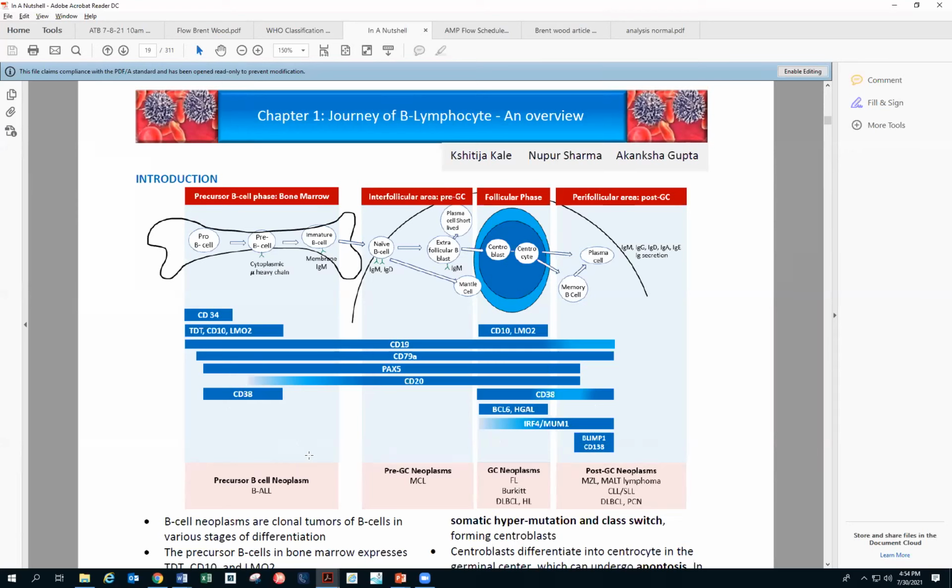So that's the journey of B lymphocytes. Any questions here?